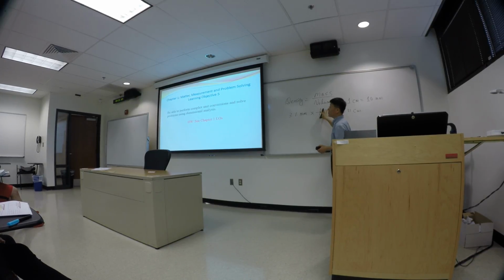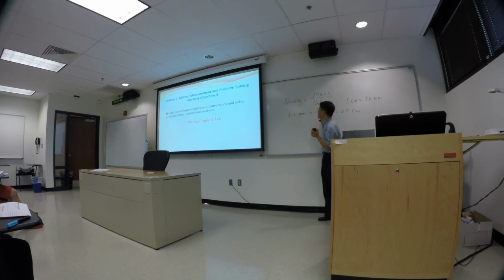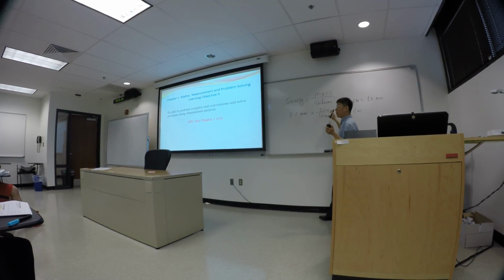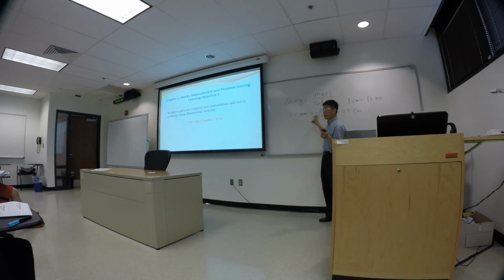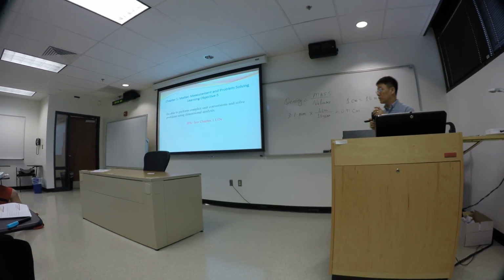Once you identify the conversion factor, you always multiply the quantity you're trying to convert. You always multiply the conversion factor, setting it up in a way that you can clearly see the unit you don't want cancels out, and will leave you with the unit you do want. Okay, so that's our last learning objective for this particular chapter there.